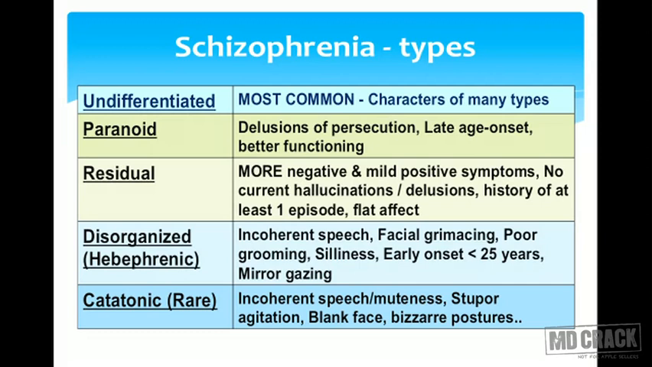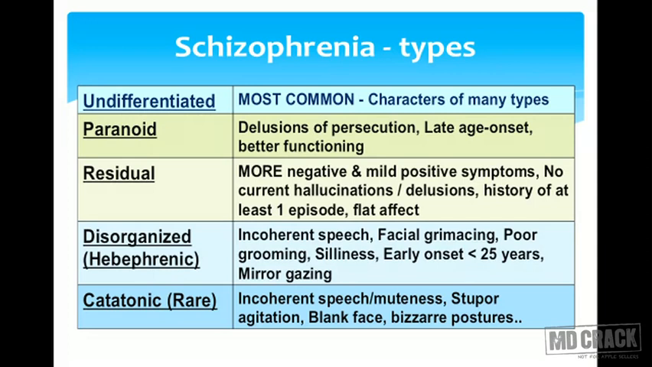Okay. The next one is paranoid schizophrenia, in which there is delusions of persecution. This has got late age onset, and these patients in general have got better functioning. There is delusion of persecution. It means that whenever you feel that someone is spying on me, someone is trying to kill me, someone is planning to beat me, these are called delusions of persecution. This is common in paranoid schizophrenia.